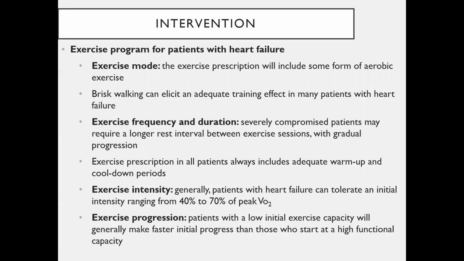And they should be exercising when they reach that 4 to 6, 4 to 5, 5 to 6 range on the RPE when we're using the modified RPE. Patients with heart failure can tolerate initial intensity ranging from 40 to 70% of peak VO2. So we're going to have to be looking at that to be tested, right? We're going to look at their heart rate and determine how much we're going to allow the heart rate to go up with this as well.